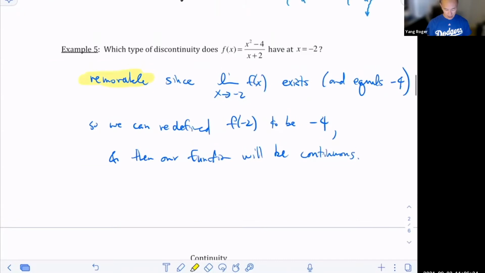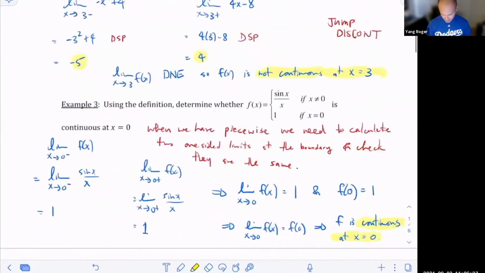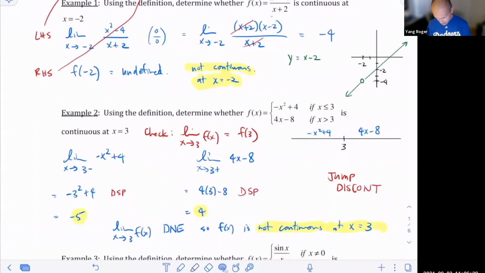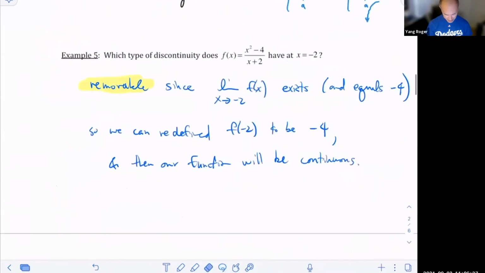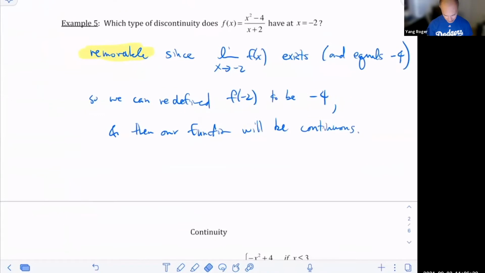Let's take a look. Maybe I should have put this picture down there. Should I move it or just copy it? Let's just copy it. Push this over here. So what we do is just redefine it. Once I fill in that dot, then it's going to be continuous.